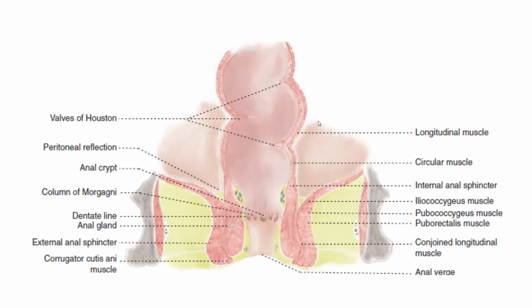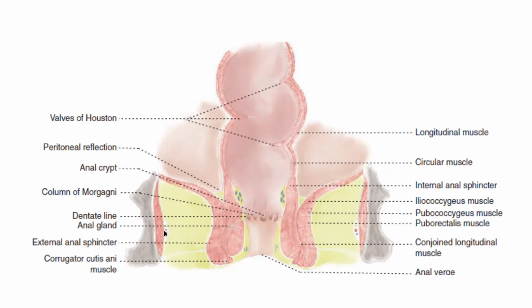Now, like any other part of the GIT, the rectum is also formed by an outer longitudinal and an inner circular muscle group. The circular muscle at the distalmost portion forms the internal anal sphincter, whereas the longitudinal muscles contribute to the external anal sphincters.